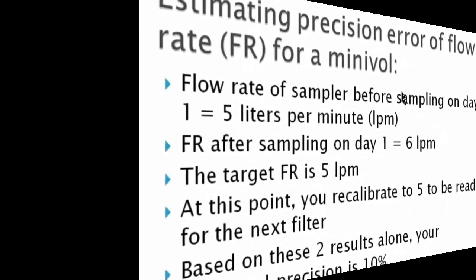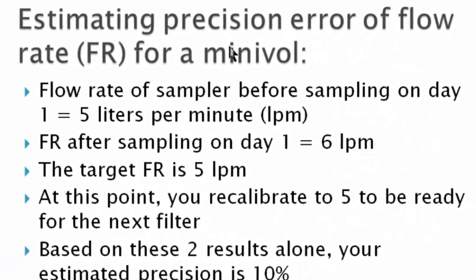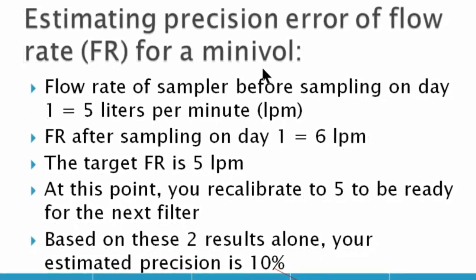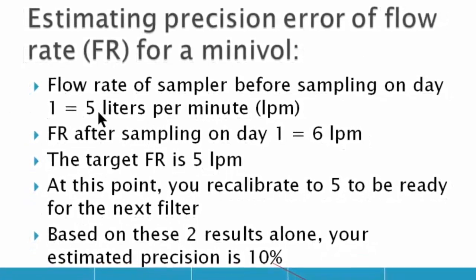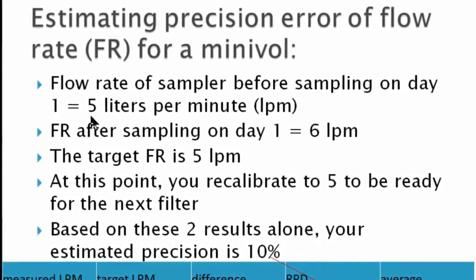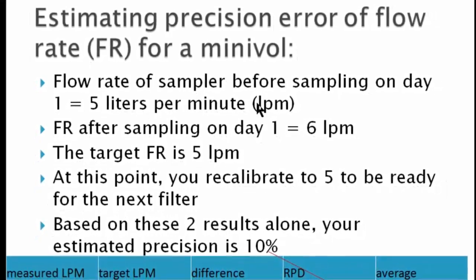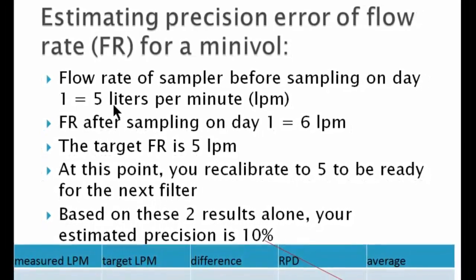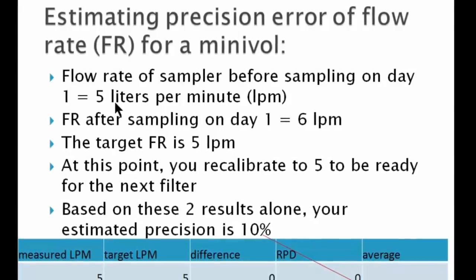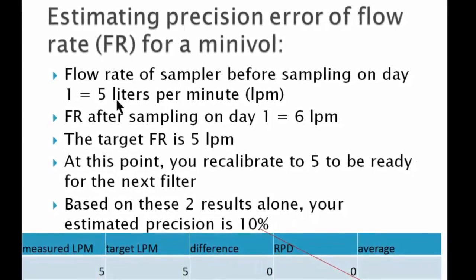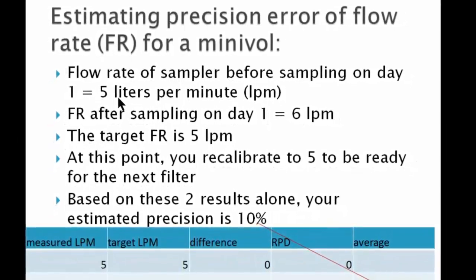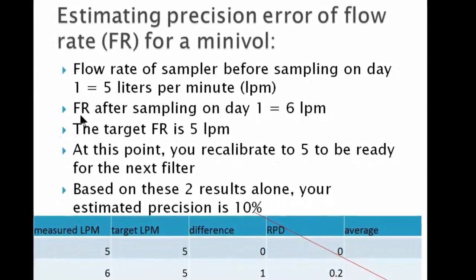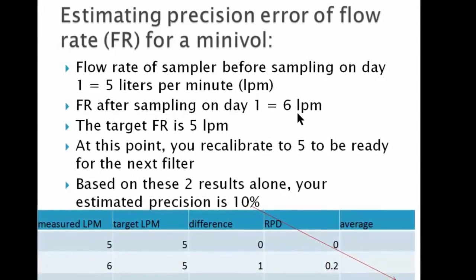Let's talk about what you guys have to do to estimate the precision error of flow rate for a MiniVol. So the way MiniVols work is they're supposed to always sample at 5 liters per minute. So if you start sampling on day 1 and it's reading 5 liters per minute, that's great. You put the filter in, you let it go for 24 hours, you come back the next day, and you take the filter out and you measure the flow rate again, and now it's 6 liters per minute.